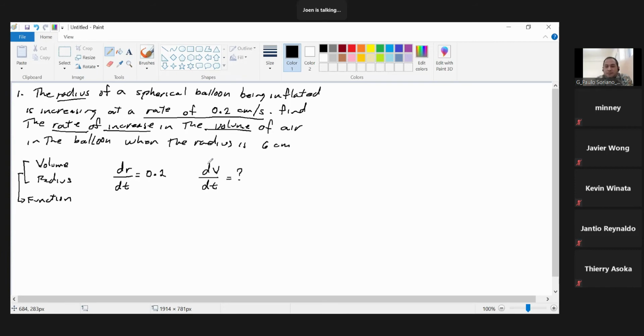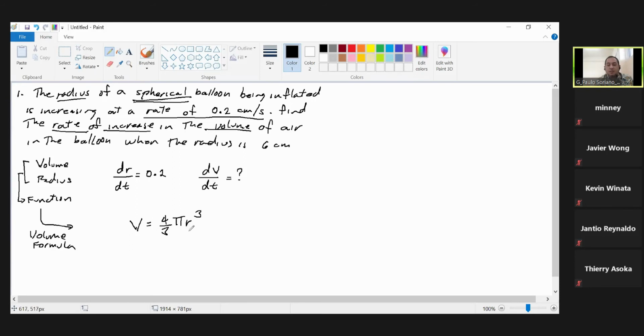Volume of a circle, good suggestion. What circle? I mean, not a circle, a sphere. Okay, so the volume of a sphere. What formula is that? Volume is equal to 4/3 pi r cubed. So that's the function that we need. That's the volume formula, right? It uses V for the volume and it is calculated using radius r.